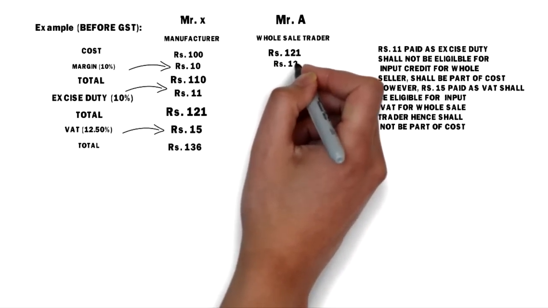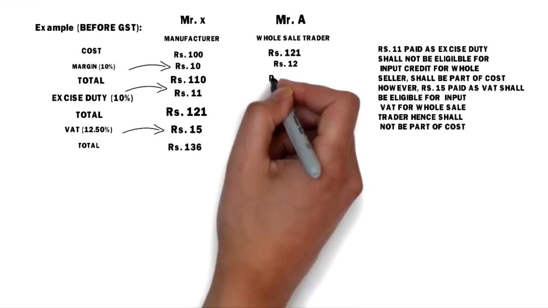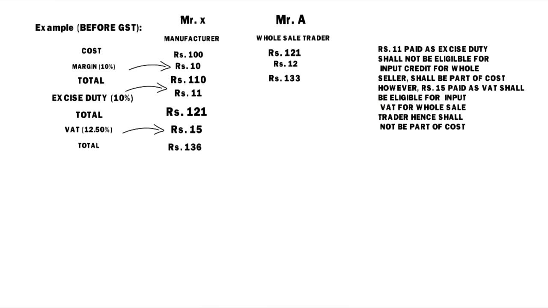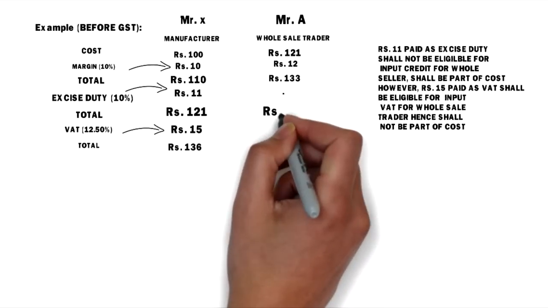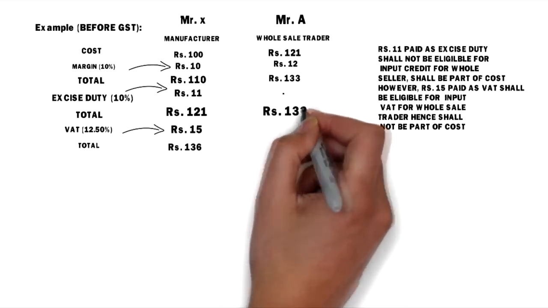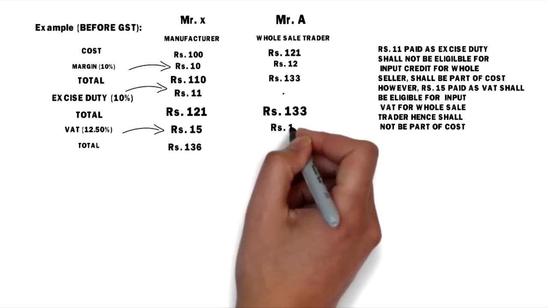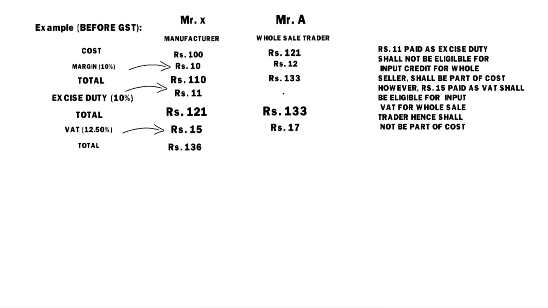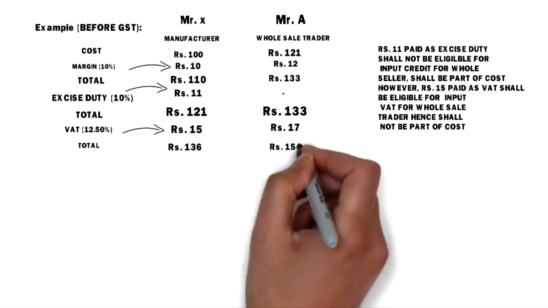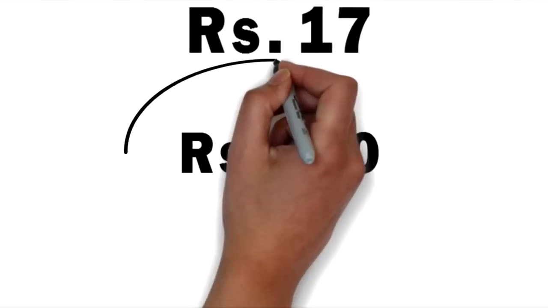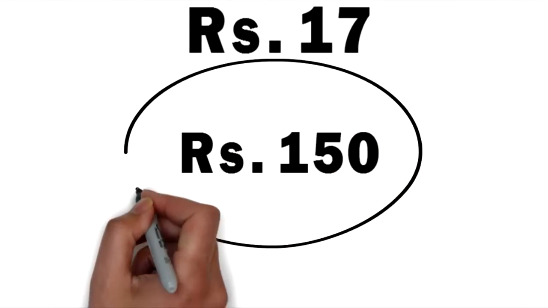Let's say the margin of Mr. A is 10%, rupees 12. Now the total is rupees 133. Excise duty nil. Total rupees 133. Now sales tax at 12.5%, approximately rupees 17. The total is rupees 150. Now in the hand of the consumer, the cost of the product will be rupees 150.